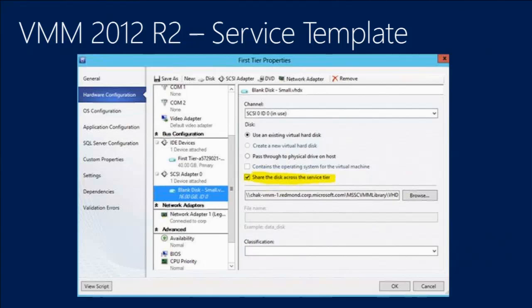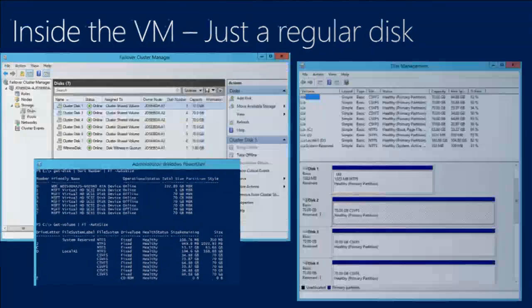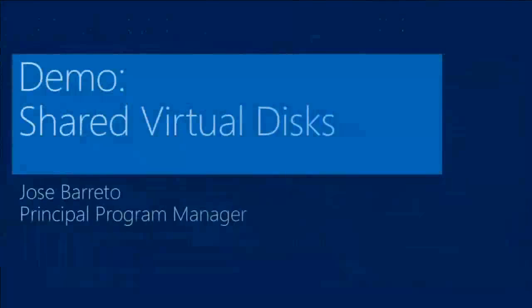In VMM, in the service template, that's kind of blurry. There is a place where you can set this share the disk across the service tier. And inside the VM, you really can't tell. You can go poke everywhere inside the VM. There's no way that you can tell that this is not just a disk, right? And that's how it should be. The VM shouldn't have to know.